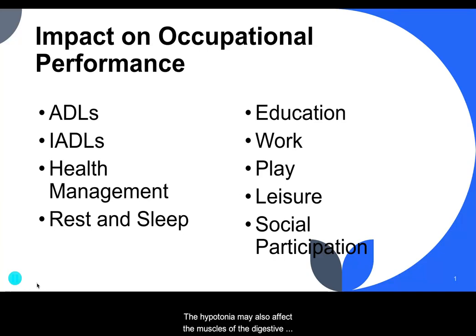The hypotonia may also affect the muscles of the digestive system, and this could cause constipation, which is definitely a problem. They might have instability within all of their joints, so the strength in their spine can be impacted, and a lot of adults, children as well, with Down syndrome end up with spinal cord compression. So these are really important things for us to understand.